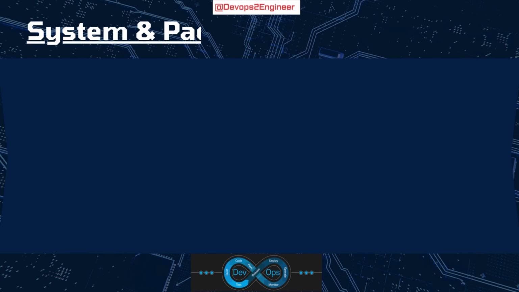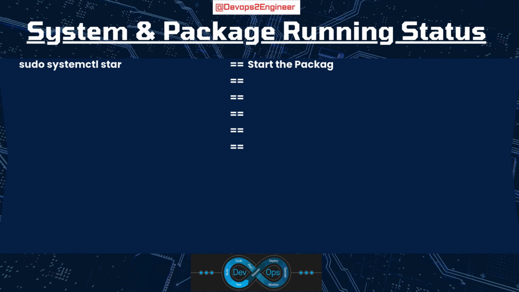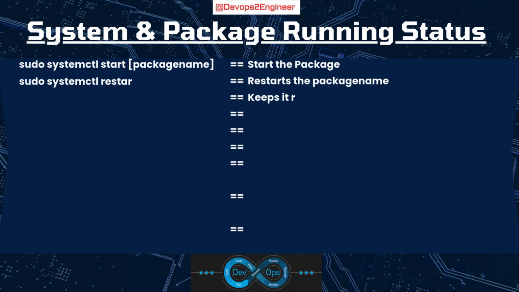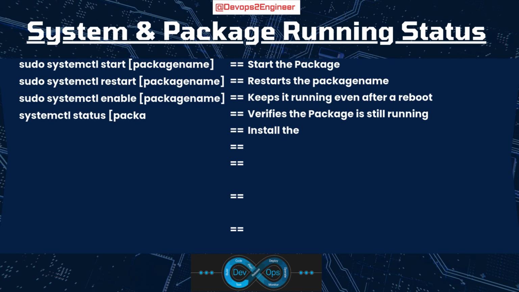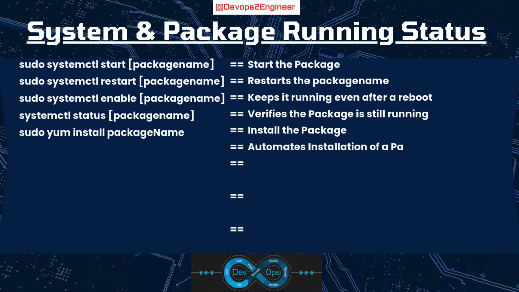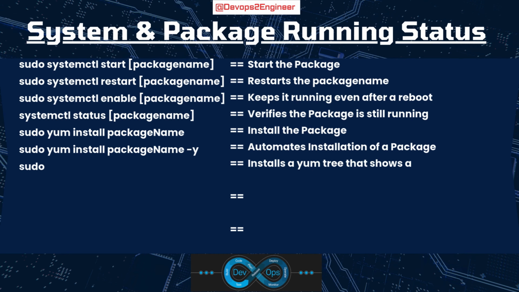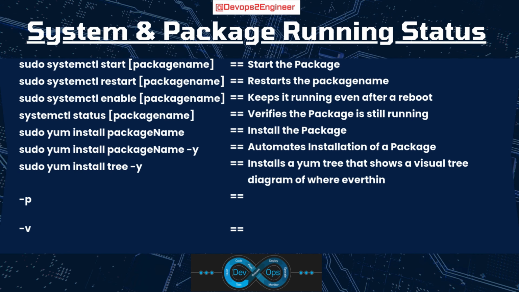System and package management running status. Sudo systemctl start package name is to start the package. Sudo systemctl restart package name is to restart the package. Sudo systemctl enable package name keeps it running even after the reboot. Sudo systemctl status package name verifies the package is still running or whether it's disabled or idle.